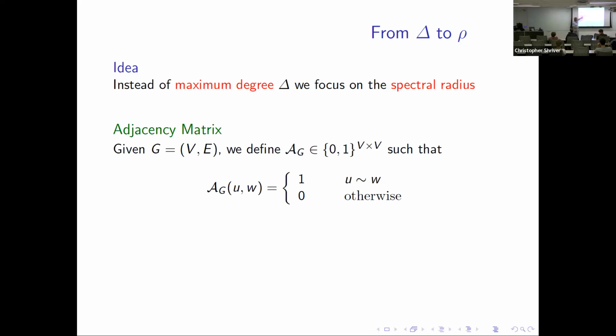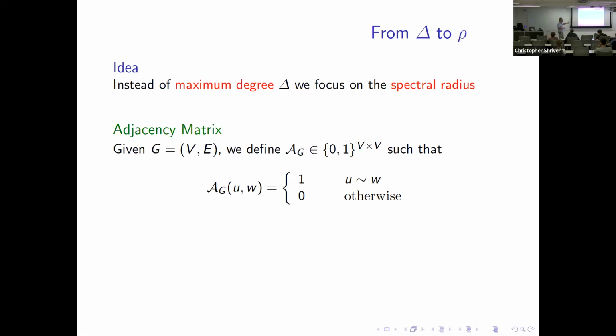If we are given a graph G, we define the adjacency matrix, calligraphic A sub G. This is a 0-1 matrix, indexed by the vertices of the graph. For any two vertices u, w, the entry is 1 if the vertices are adjacent, and 0 otherwise. Is it clear what the adjacency matrix is?